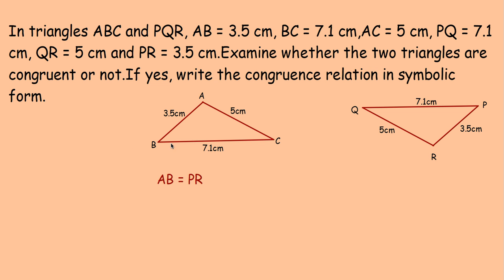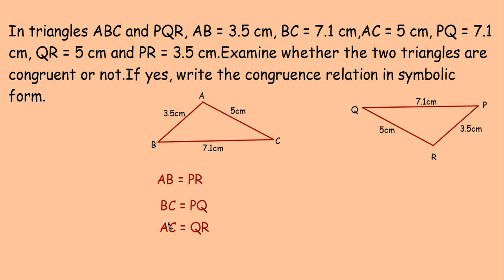Now look at another side, BC. BC is equal to 7.1 centimeter. Is there any side having 7.1 centimeter in PQR? Yes, here you can see PQ, which is 7.1 centimeter. So we can write BC is equal to PQ. Now look at the third side. AC is equal to 5 centimeter. Is there any side having 5 centimeter in PQR? Yes, QR having 5 centimeters. So you can write AC is equal to QR.